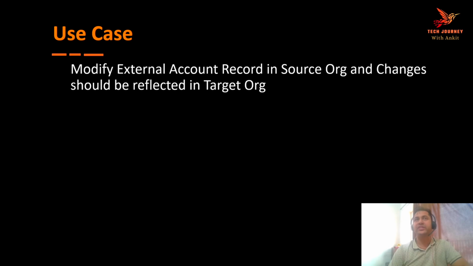There are different use cases that I have put here that we have to go and validate. The first use case that we have here is that we have to go and modify the external account record in the source org and make sure that the changes are replicating in the target org. So let's go and try to implement this use case first.